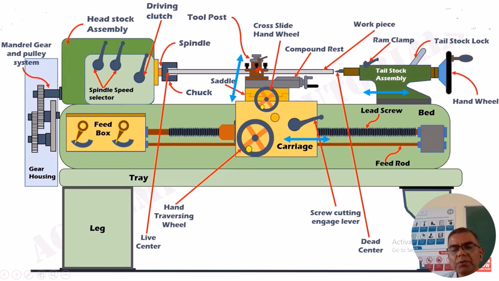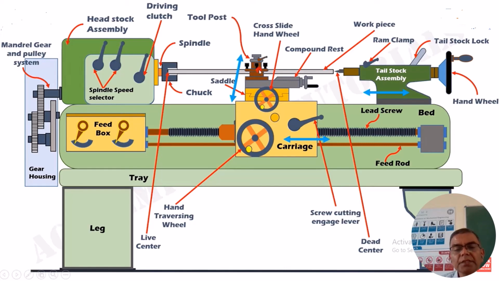And this is the lead screw. This lead screw will be used during the thread cutting operation. This is the lever which can be used to engage and disengage the split nut. This split nut sits behind the carriage and is used to engage and disengage the lead screw by operating this lever during the thread cutting operation. So this is the hand traversing wheel. By using this wheel, the carriage can be moved towards the headstock or away from the headstock. That means the movement is parallel to the lathe axis.